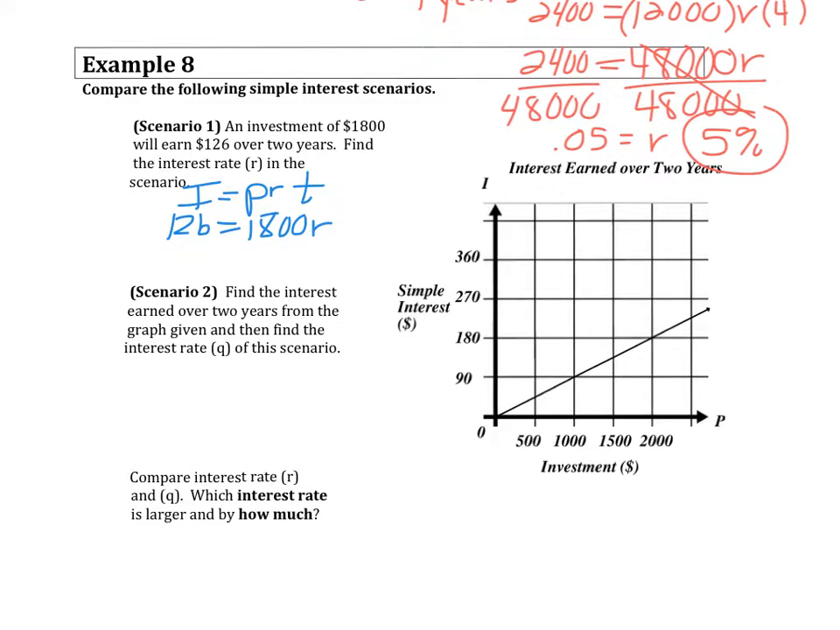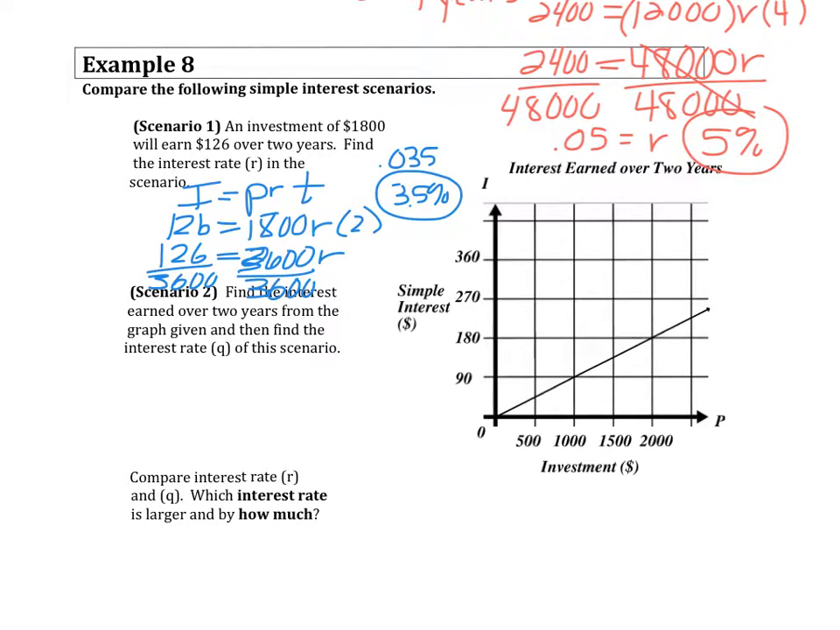So we don't know the rate, but the time is 2 years. 1,800 times 2, 3,600 R, and 126. So then we're going to divide by 3,600. It should be a decimal, remember, because we're dealing with rate. My decimal is 0.035, which makes it 3.5%. It's easy enough. Now the next one relies on the graph.